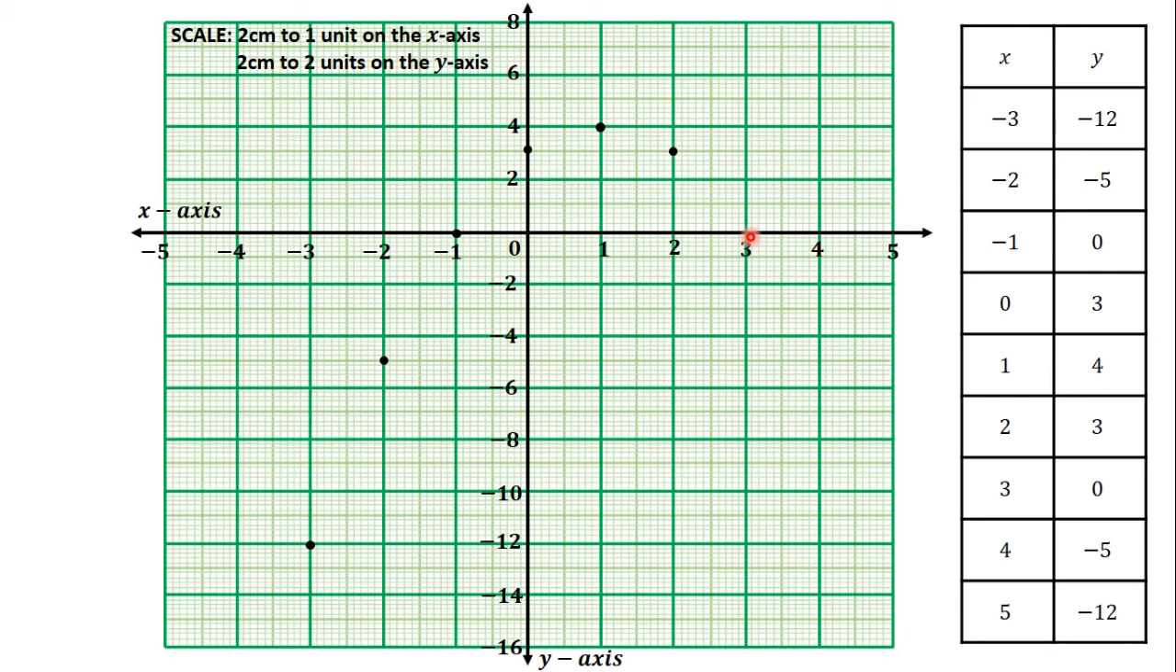The next one is 3, 0. 3 on the x-axis, 0 on the y-axis. So it will be at this point. So we have 3, 0 here. The next one is 4, minus 5. 4 on the x-axis, minus 5 on the y-axis. So we have it here. And the next one is 5, minus 12. 5 on the x-axis and minus 12 on the y-axis. So we have the point here. We have now plotted all the points on the graph sheet. We will join them with our free hand to get a graph of the relation y is equal to x plus 1 times 3 minus x.